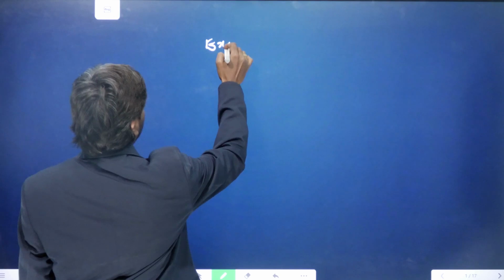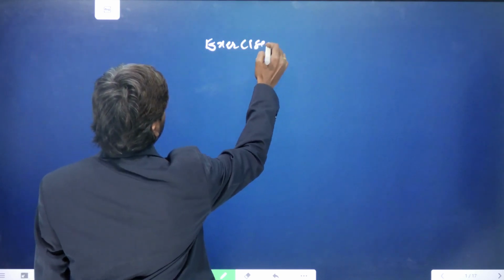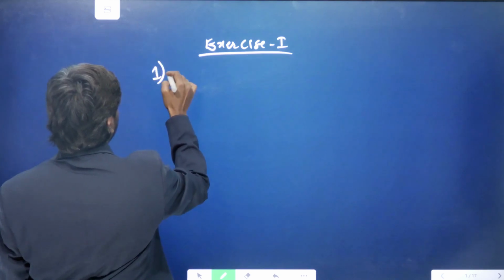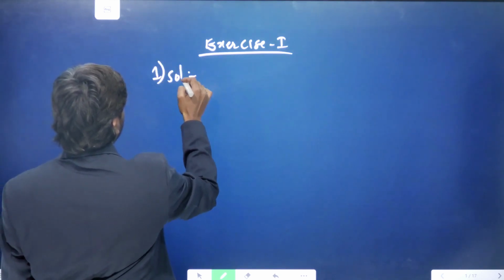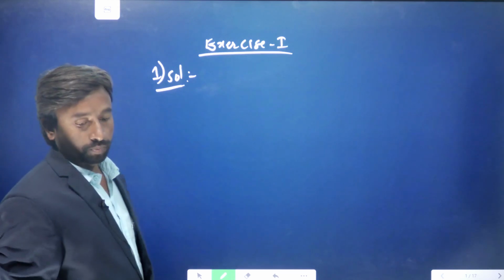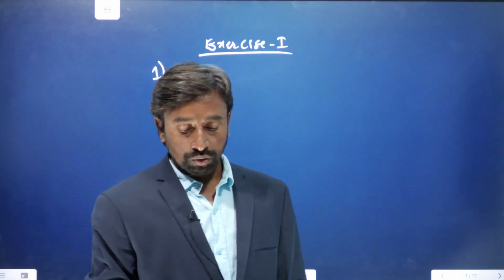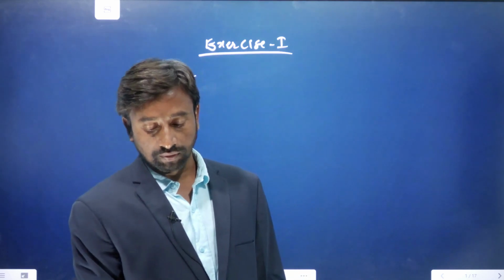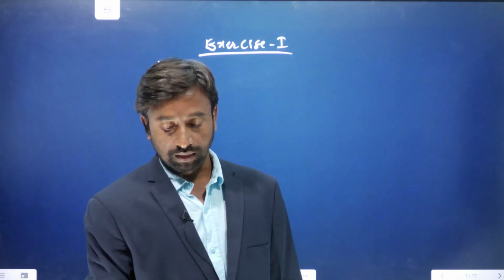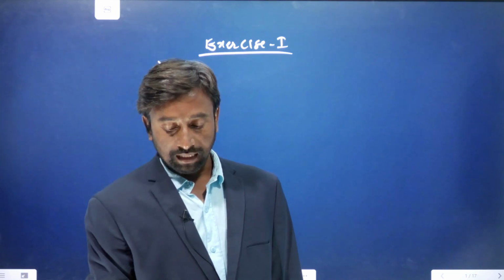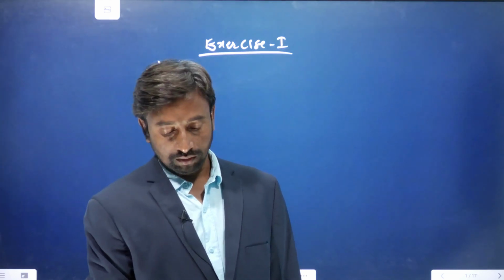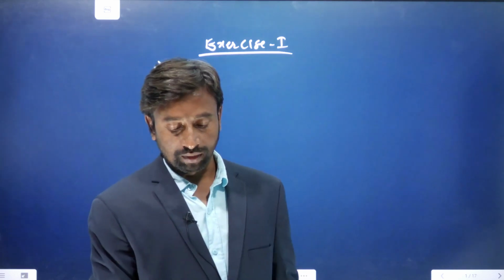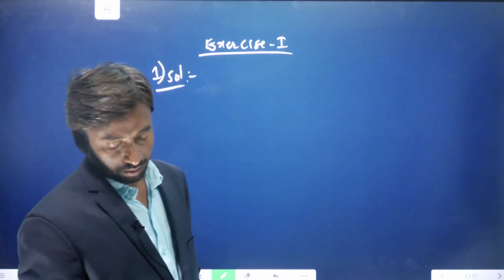Exercise 1, first problem. See here it is given that a 2 kg body and a 3 kg body are moving along the x-axis with velocities 3 meter per second and minus 1 meter per second respectively. The momentum of center of mass is asked here.